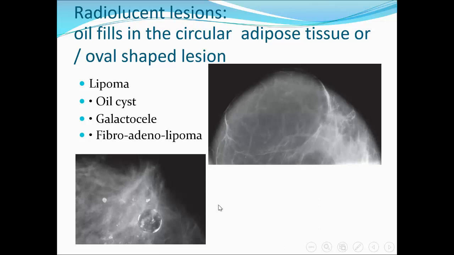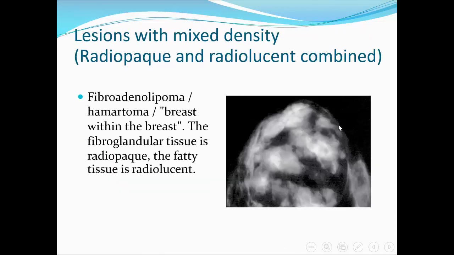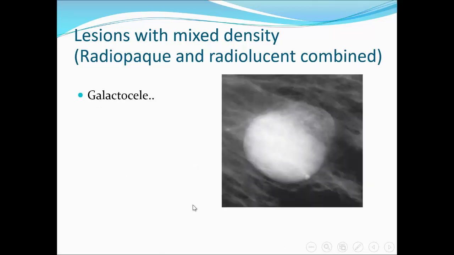We have also the galactocele and the fibroadenolipoma. So we have lipoma, we have oil cyst. This is the fibroadenolipoma, but the fibroadenolipoma or the hamartoma is a lesion of mixed density because it's not all tissues radiolucent. There is a dense tissue and there is lucent tissue surrounding. So this is a hamartoma or fibroadenolipoma.